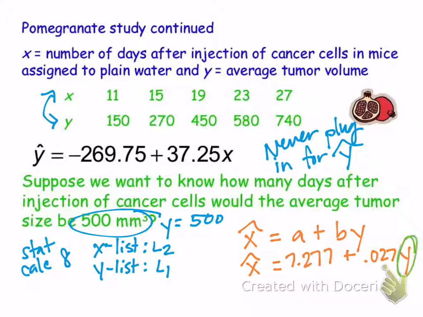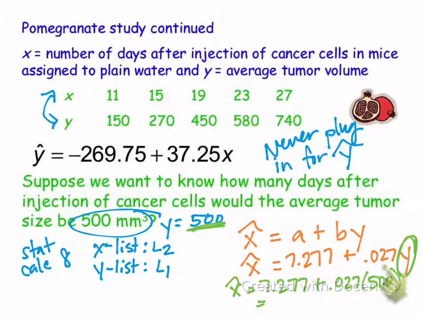So now I'm going to plug in for my Y. I'm going to plug in 500. So X hat equals 7.277 plus 0.027 times 500. And that is going to get me a predicted X value, okay?